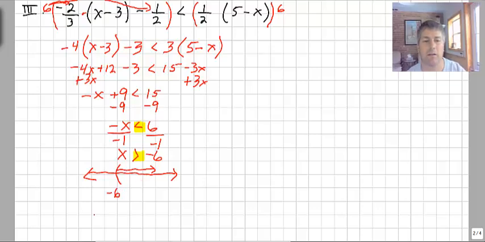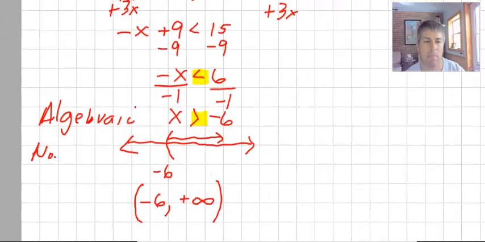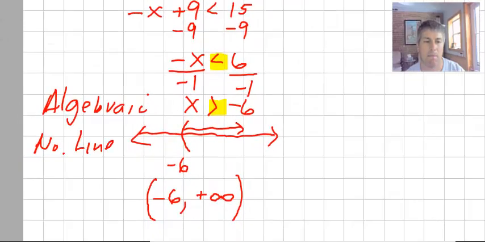Everything greater than negative 6. And then interval notation, again, a parentheses. We're graphing everything from negative 6, everything greater, which would give us up to positive infinity. So there's our interval notation. So once again, our algebraic solution, our number line graph, and then the interval notation.